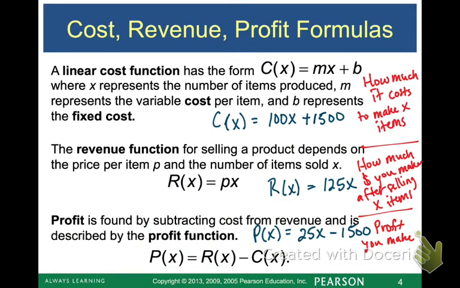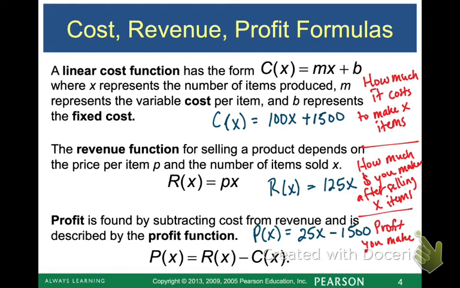Okay, now that we've found these three functions, let's stop and talk about what they each mean really quick. The linear cost function, so we got that to be 100x plus 1500. This is the cost that it takes to produce x items. So if you want to say how much does it cost to produce 10 items, you would just plug 10 in for x, and that's going to tell you how much money you need in order to produce those 10 items. The revenue function is going to tell you how much money you make after you sell x items.